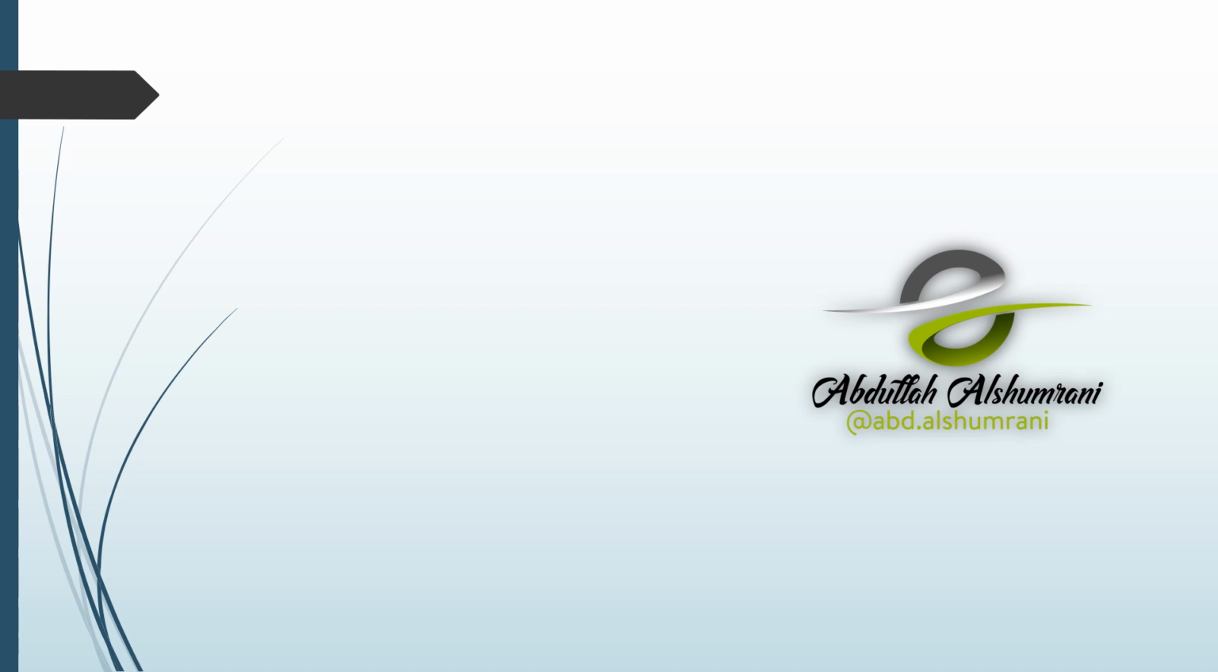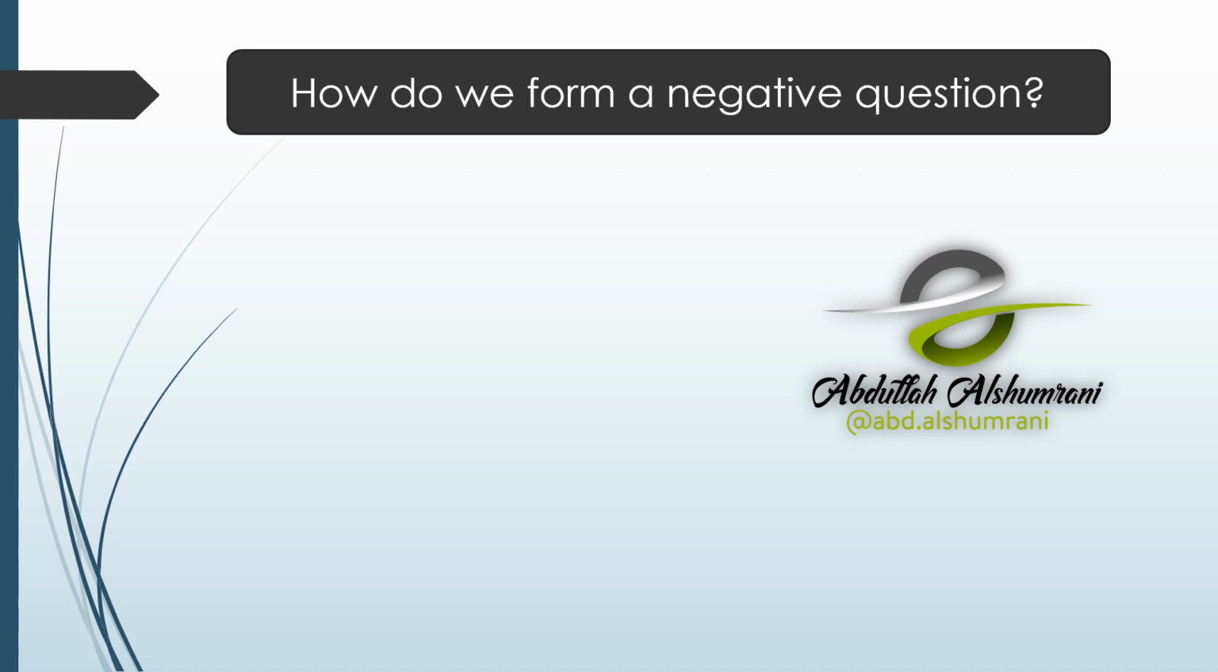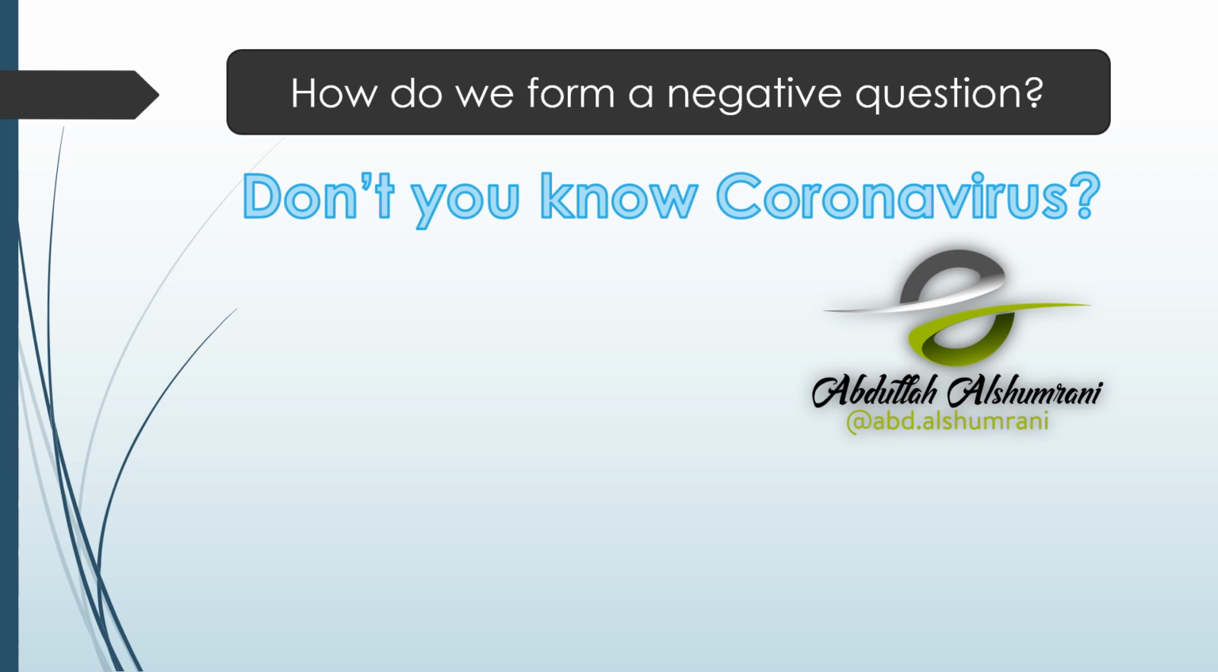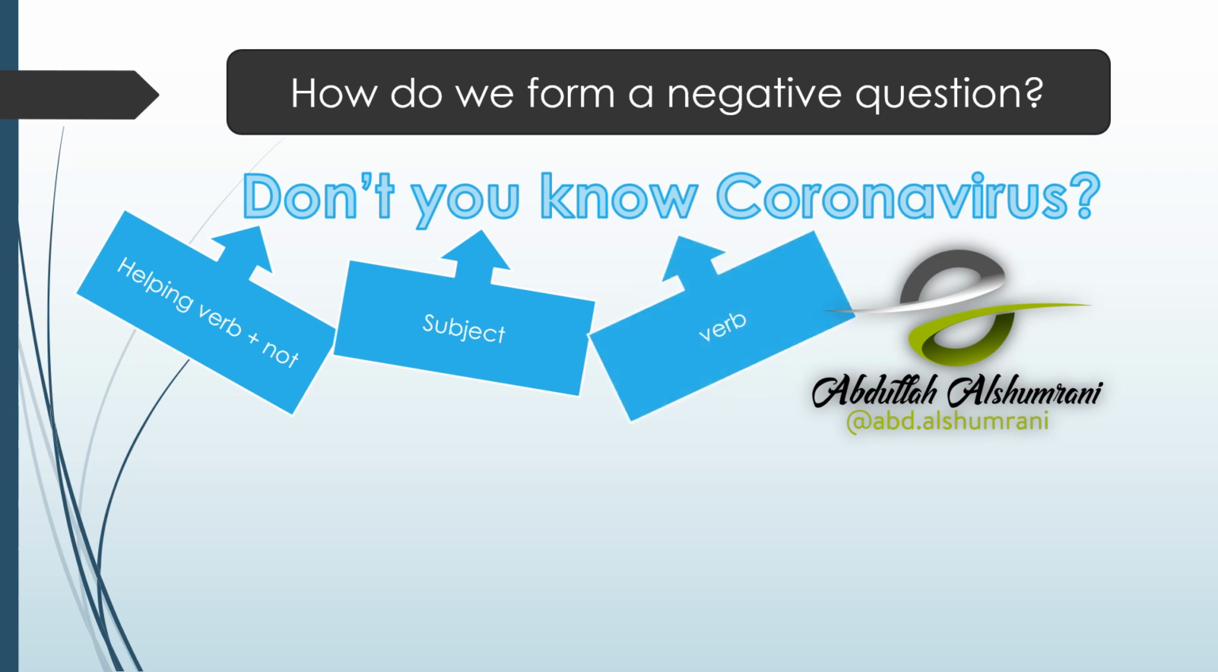Now let's go to our last objective. How do we form a negative question? We need to go back and use one of the questions we have used before. Don't you know coronavirus? You see, we have started with a helping verb do, and there's not added to it, so you start with a helping verb plus not. Then the subject. Here we have used the pronoun you. You can use either a noun or a pronoun to be a subject. A verb, and that comes in the third place.